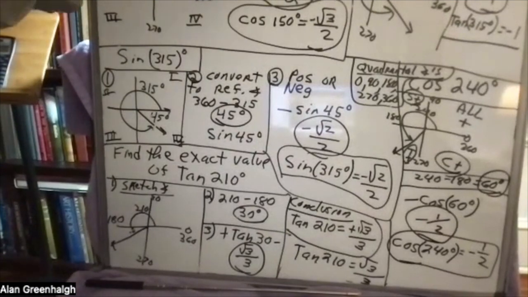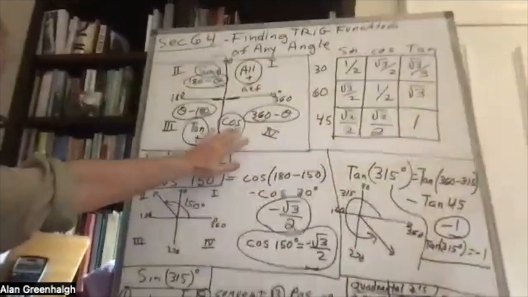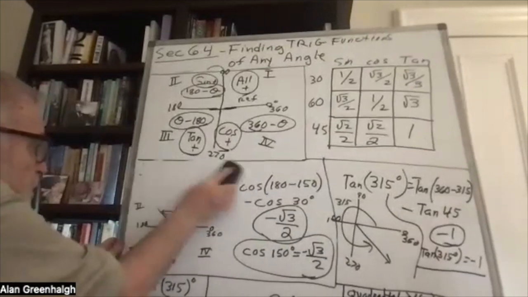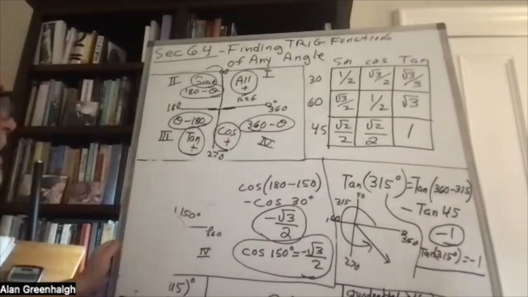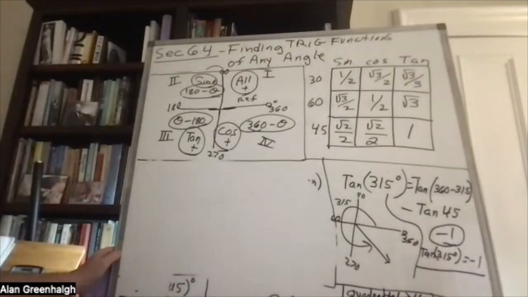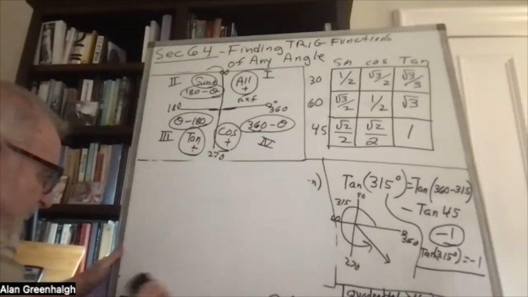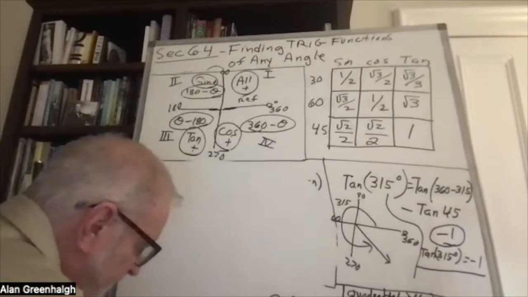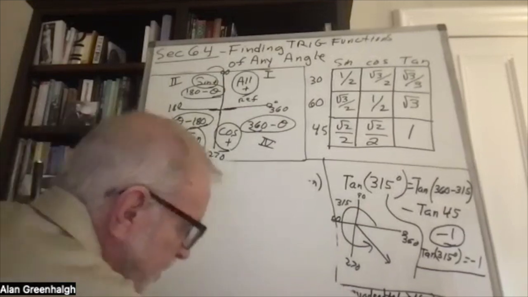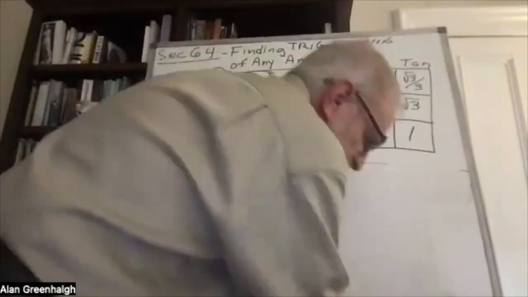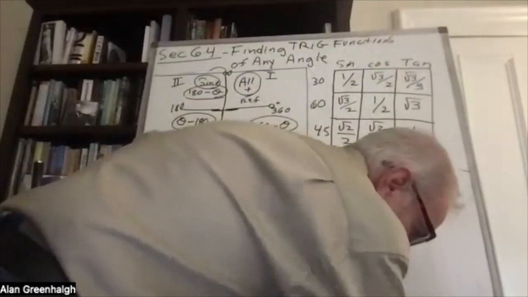I'm going to keep this chart up here, however. So this part is going to remain the same up here, because I'll always be able to refer back to it. But the title of section 6.4 was finding the trigonometric function of any angle. That does not necessarily mean only an angle between 0 and 360. For example, let me first ask you if it's possible, and if it is, what happens?